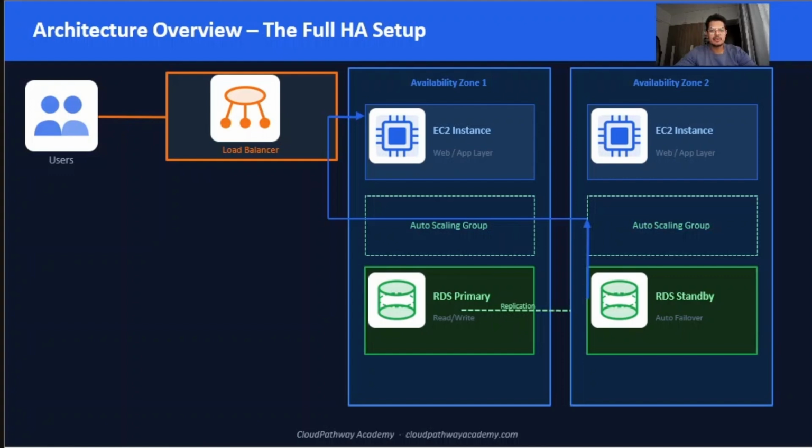At the data layer, we use Amazon RDS with Multi-AZ enabled. You have a primary database in AZ1 and a standby replica of the database in AZ2, continuously synchronized. If the primary fails, AWS automatically promotes the standby. This architecture eliminates single points of failure at every layer: compute, routing, as well as data. This is what makes it a production-grade architecture.